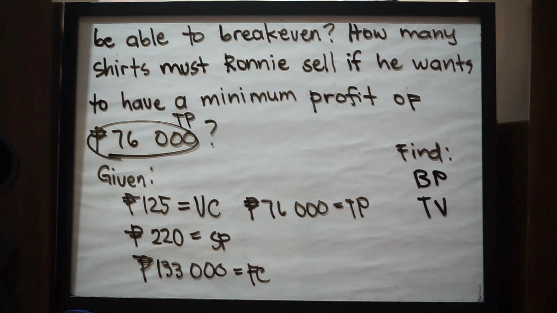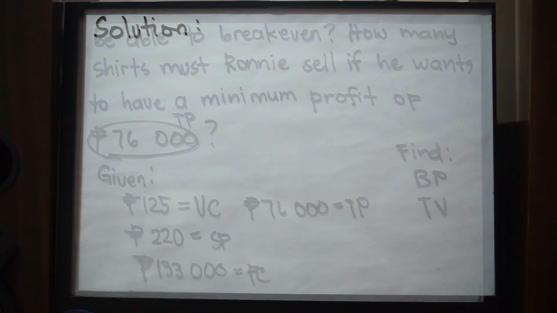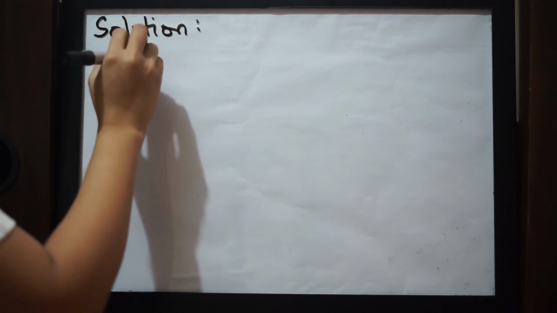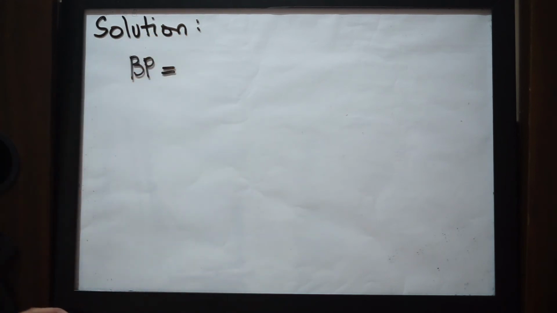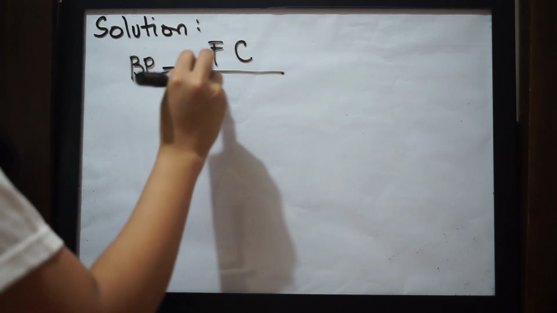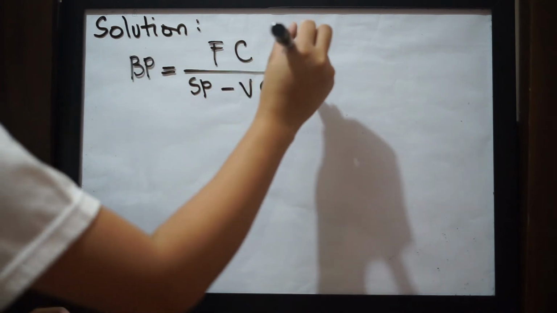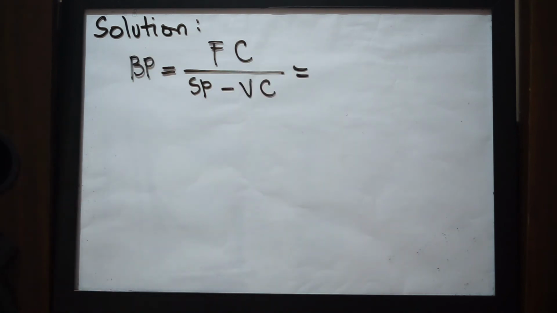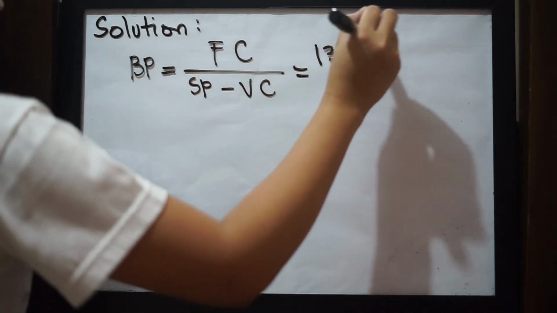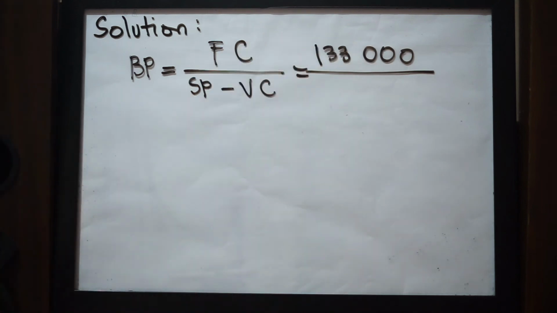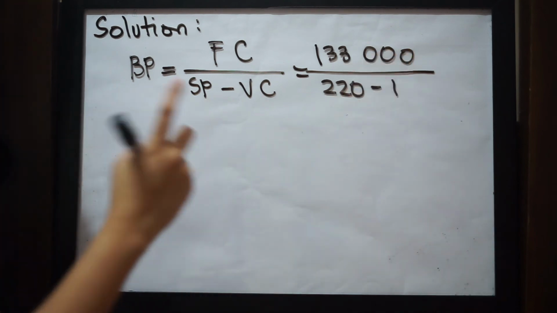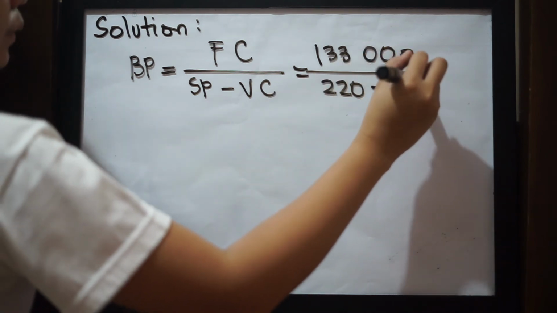So, next, let's now solve. Using our given values, we can now solve for the break-even point. Again, ano nga uli yung break-even point? Yung formula for the break-even point, fixed cost all over the selling price minus the variable cost. So, substituting the values, ano yung ating fixed cost kanina? We have 133,000 and then the selling price is 220 minus yung variable cost natin is 125.